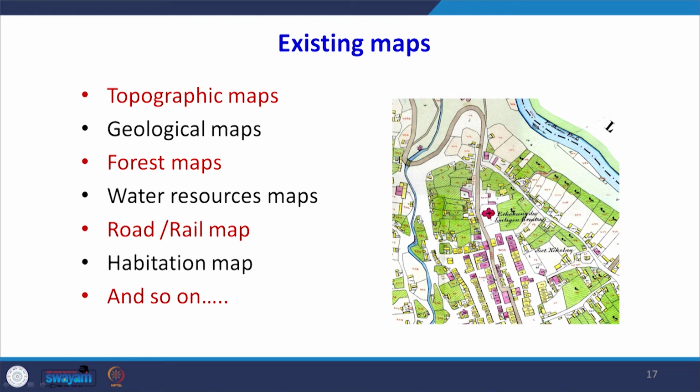As we know, a large quantity of maps are available which have been prepared by various organizations from time to time. It could be a topographical map, it could be a map showing the geological characteristics of the area and different rocks and types, the forest maps, water resources map, road or rail map, habitation map, and likewise. So there are different organizations which are involved in creating their own maps for their own use.